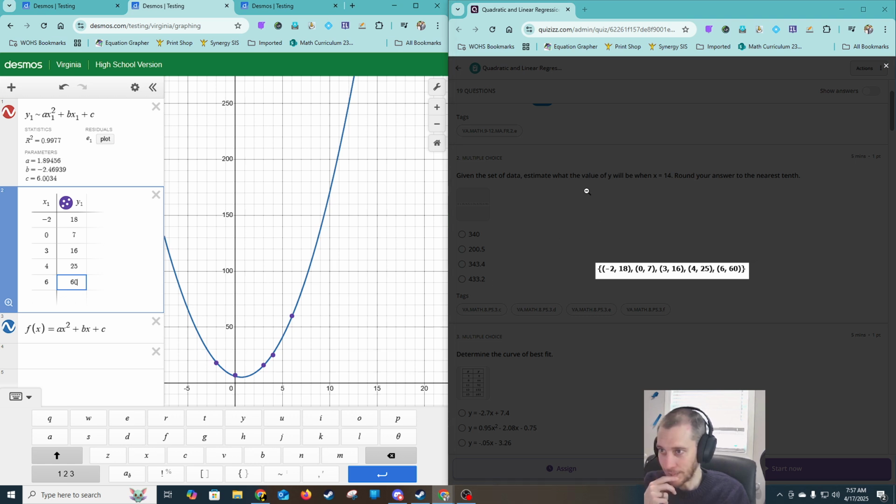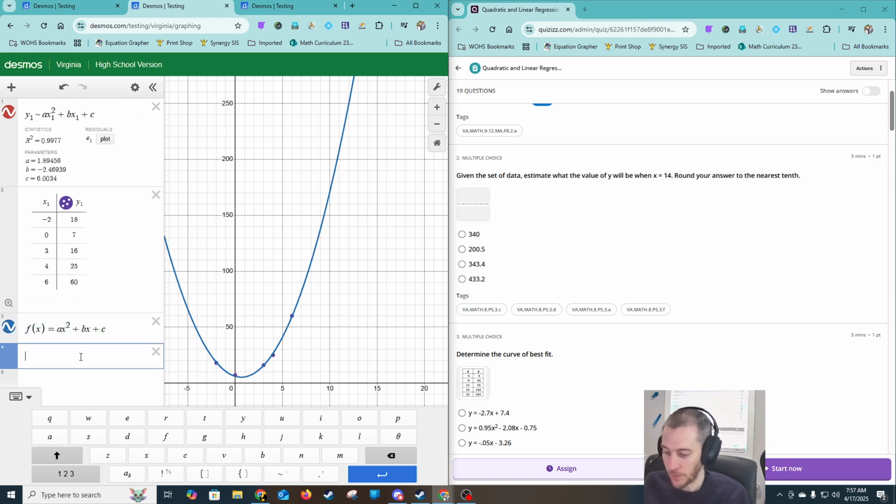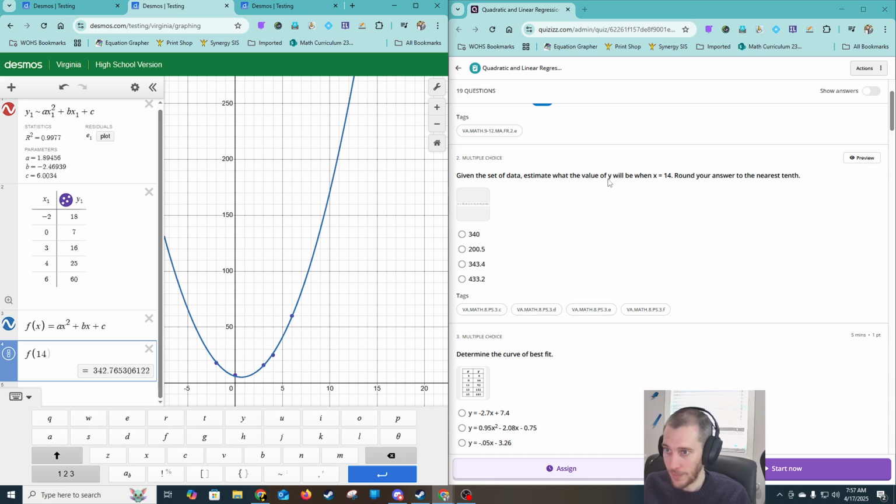It says, given the set of data, estimate what the value of y will be when x is 14. So if you set this up with the generic one, f of x equals ax squared plus bx plus c, you can just type f of 14, and it will just find the answer for you. So 342.7. I guess they were rounding.